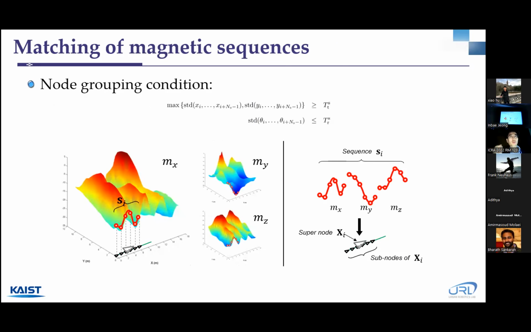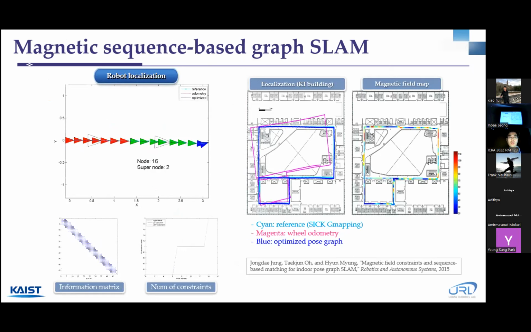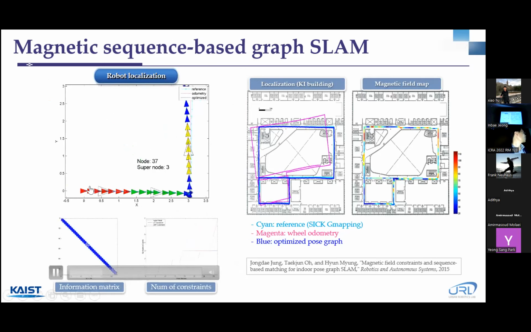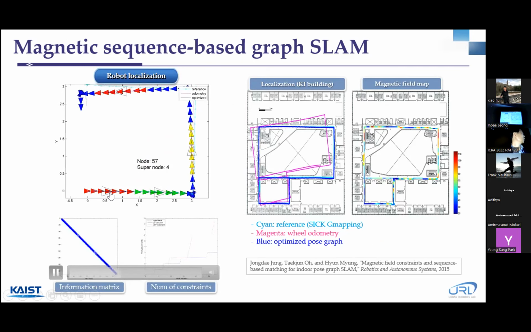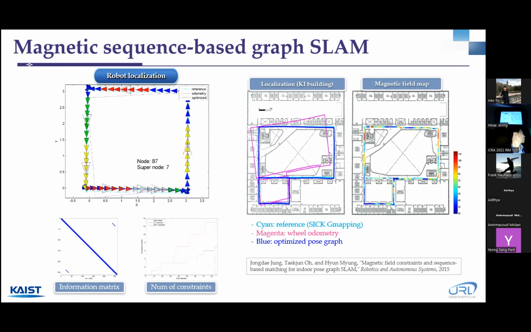But if you just use the magnetic field in one spot, that may be very ambiguous. So we try to use the sequence of magnetic fields to match the nodes. So this is the result for the indoor environment. You can see that we have the sequence of magnetic fields, and if you have a loop closure situation, then they will be matched. So here we have the loop closure situation, so we can minimize the error this way.